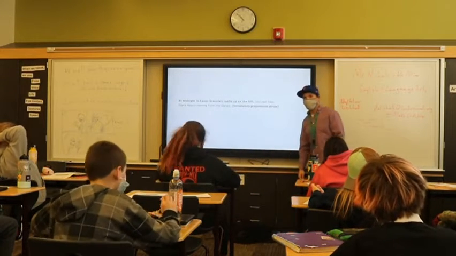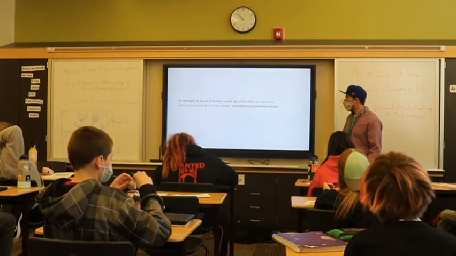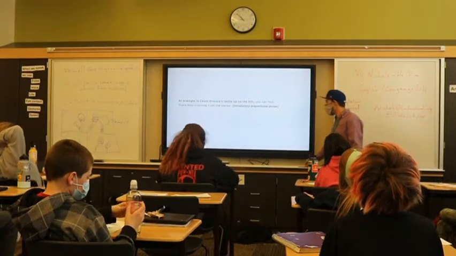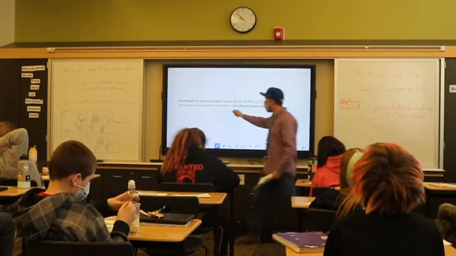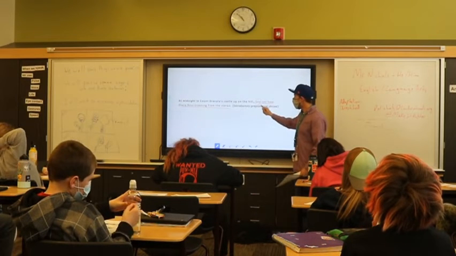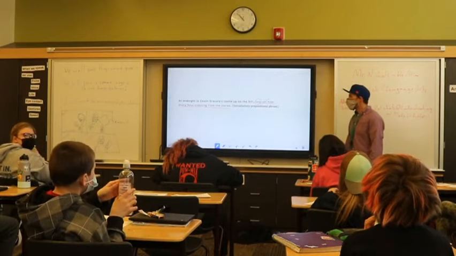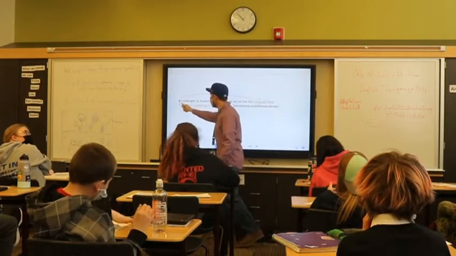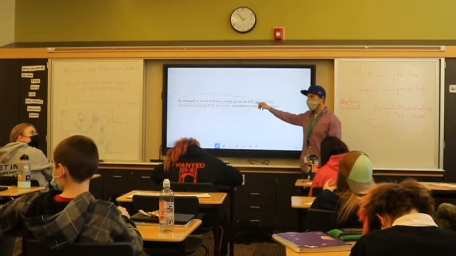Here's one example. At midnight in Count Dracula's castle up on the hill, comma, you can hear Diana Ross crooning from the stereo. If we look at it, this is the main clause. It is a complete sentence with a subject. It has a verb phrase here, which is can hear, and then a complete thought. This whole chunk of stuff is just introducing that main clause. So we separate it from the main sentence with a comma.